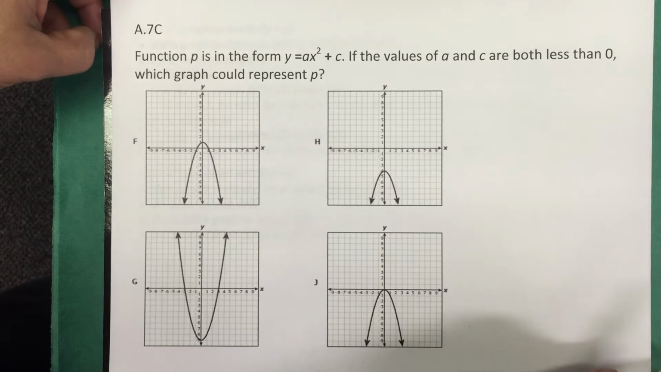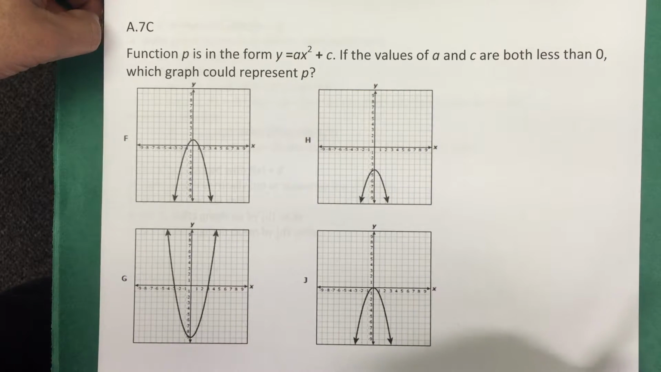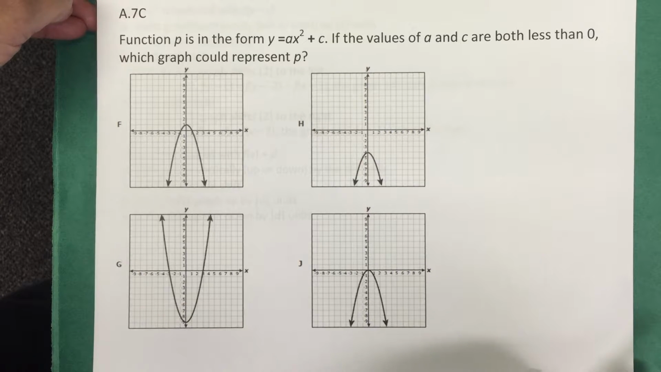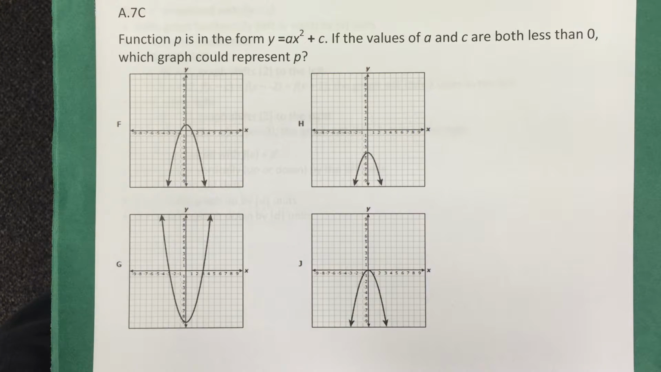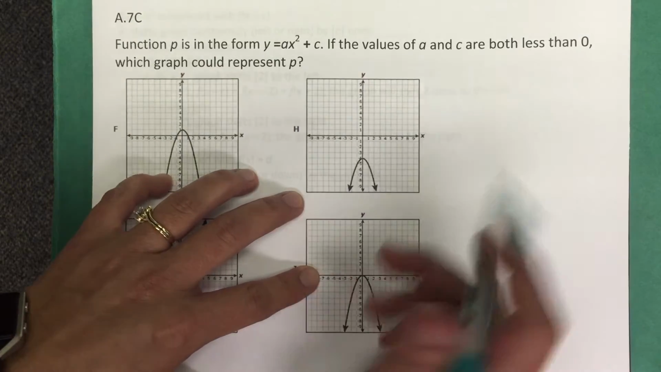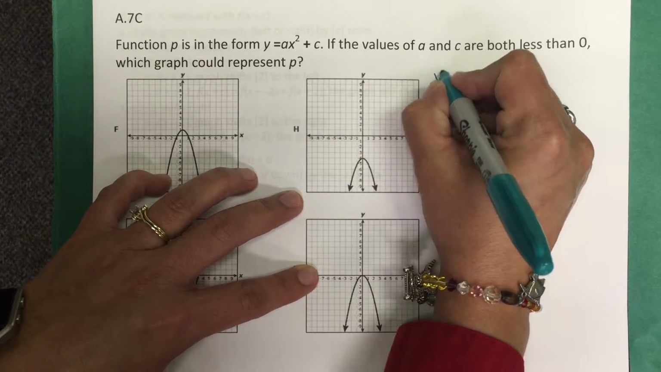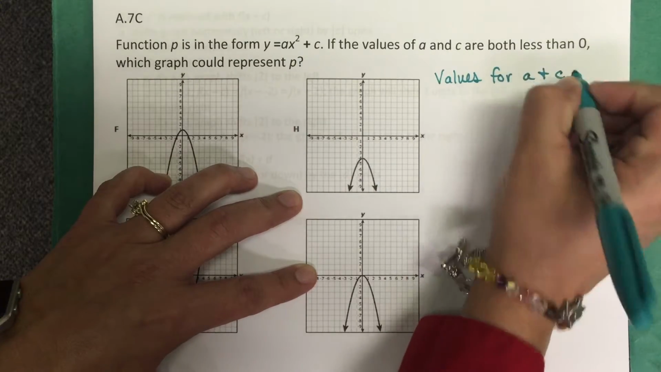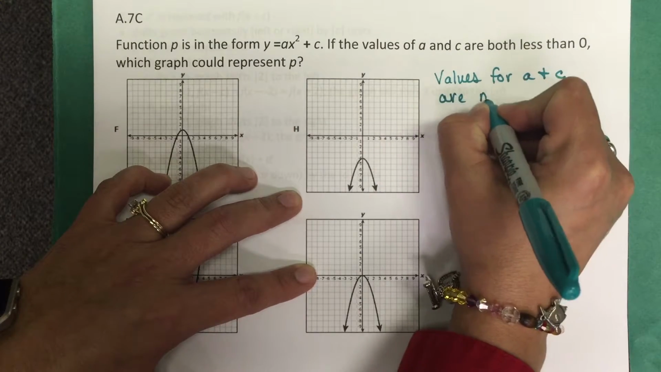So let's look at a problem. This is a released item from the 2016 STAAR test for Algebra 1. The problem says, function p is in the form y equals ax squared plus c. If the values of a and c are both less than 0, which graph could represent p? So if a and c are both less than 0, that means the values for a and c are negative numbers.